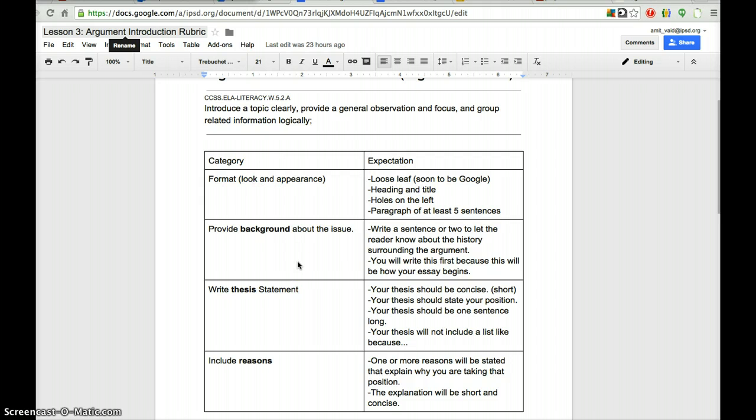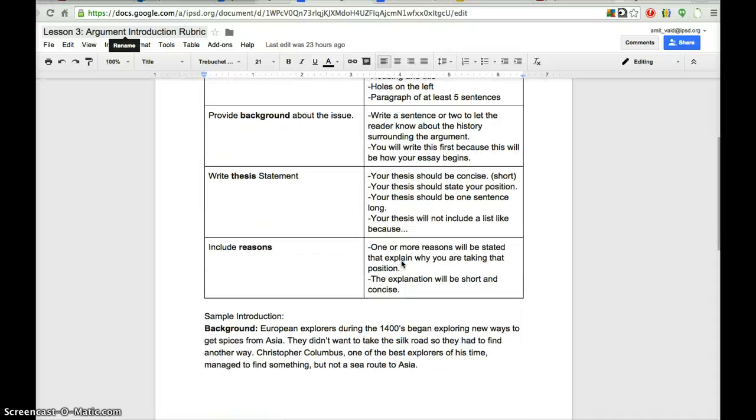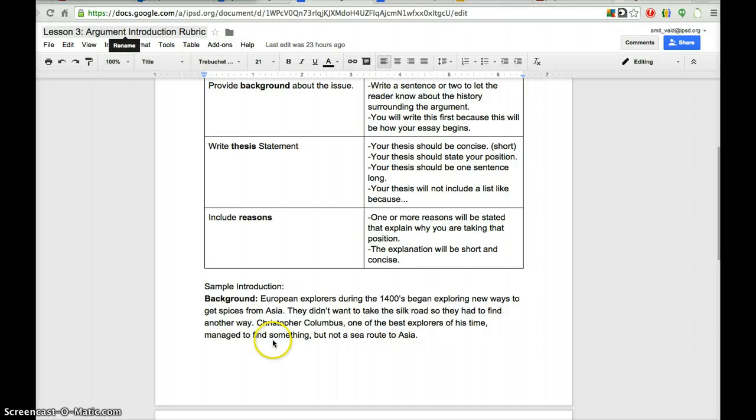The first thing that we would include in our introduction is to provide background about the issue. In my sample, you'll see what that looks like. It means writing a sentence or two to let the reader know about the history surrounding the argument. We're writing argument essays regarding Columbus, the man, his actions, the holiday. You write this background because you have to give the reader an idea of the issue that's being debated or argued. If you take a look at mine, here it is, background.